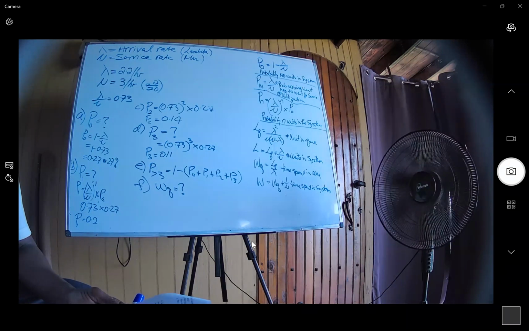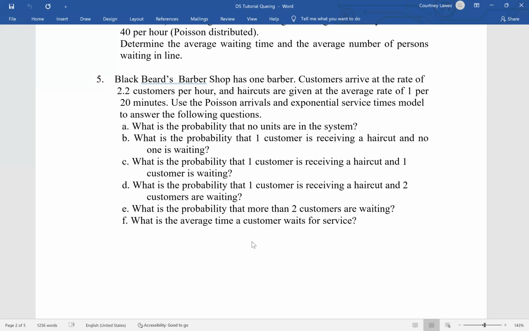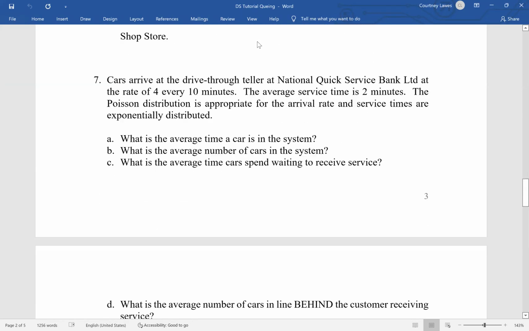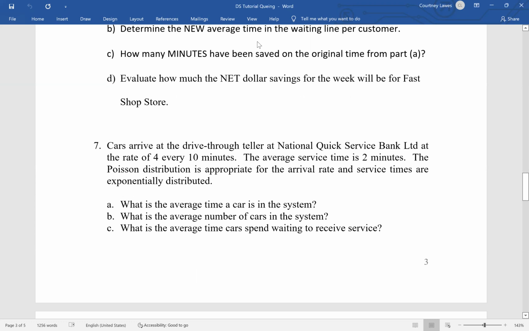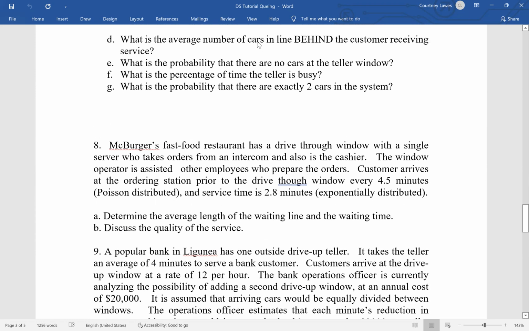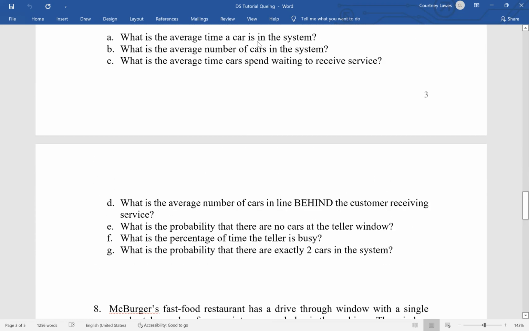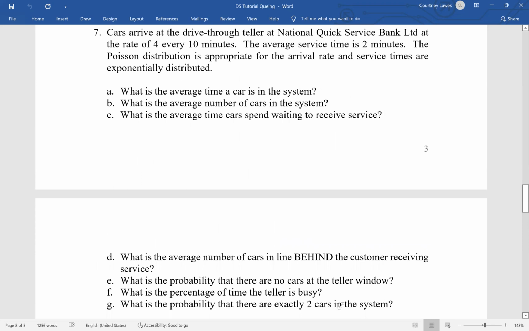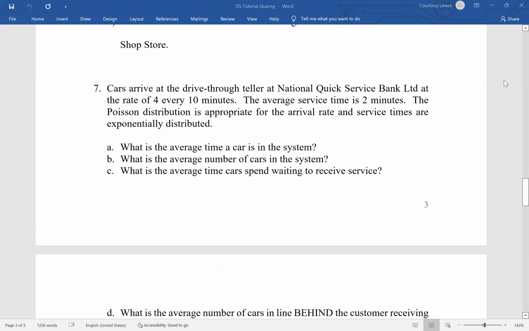4.5 minutes and 2.8. Direct message me, please, and give everybody else a chance. Give me a lambda and your mu. Question 8, sir. Is it 8? Let me see this. No, 7.